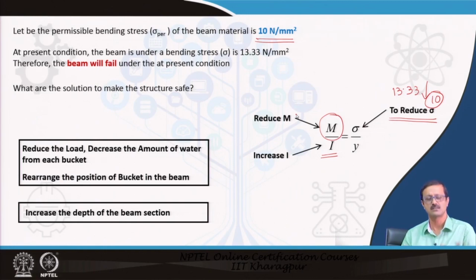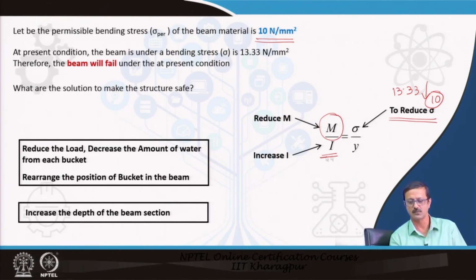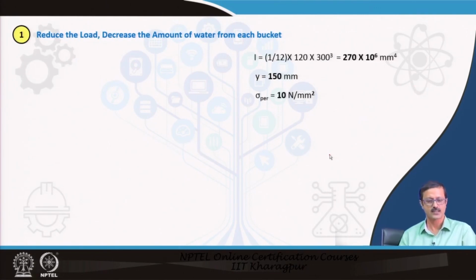Reduce the load: instead of 1200 liter, you can put a smaller amount of water. Or rearrange the position of the bucket, so that the moment will be less. Or increase the depth of the beam section. If you increase the depth of the beam section, the I, the moment of inertia, will increase, because it is d cube, right. So, the first one we will go like that: reduce the load and decrease the amount of water in the bucket.